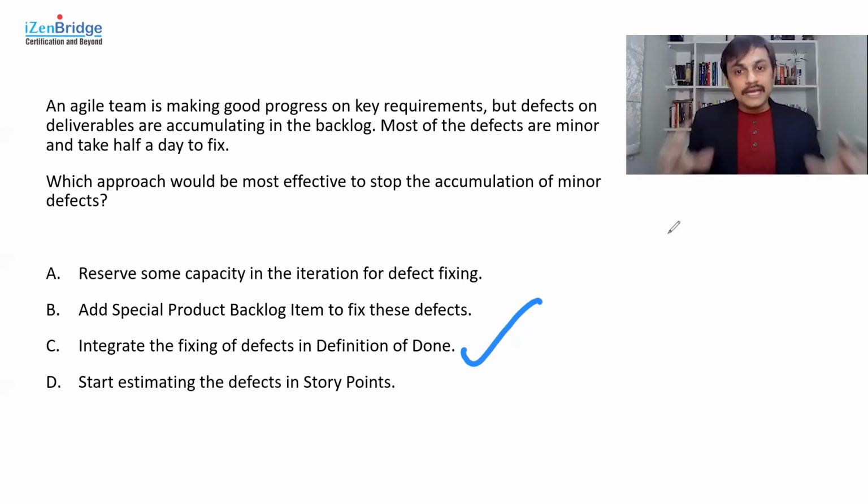So looking at the idea of building quality in, and creating the right sense of completeness, option C seems to be the best option, where we are saying we need to improve our definition of done, which should include the fixing of the minor defects in this particular question.